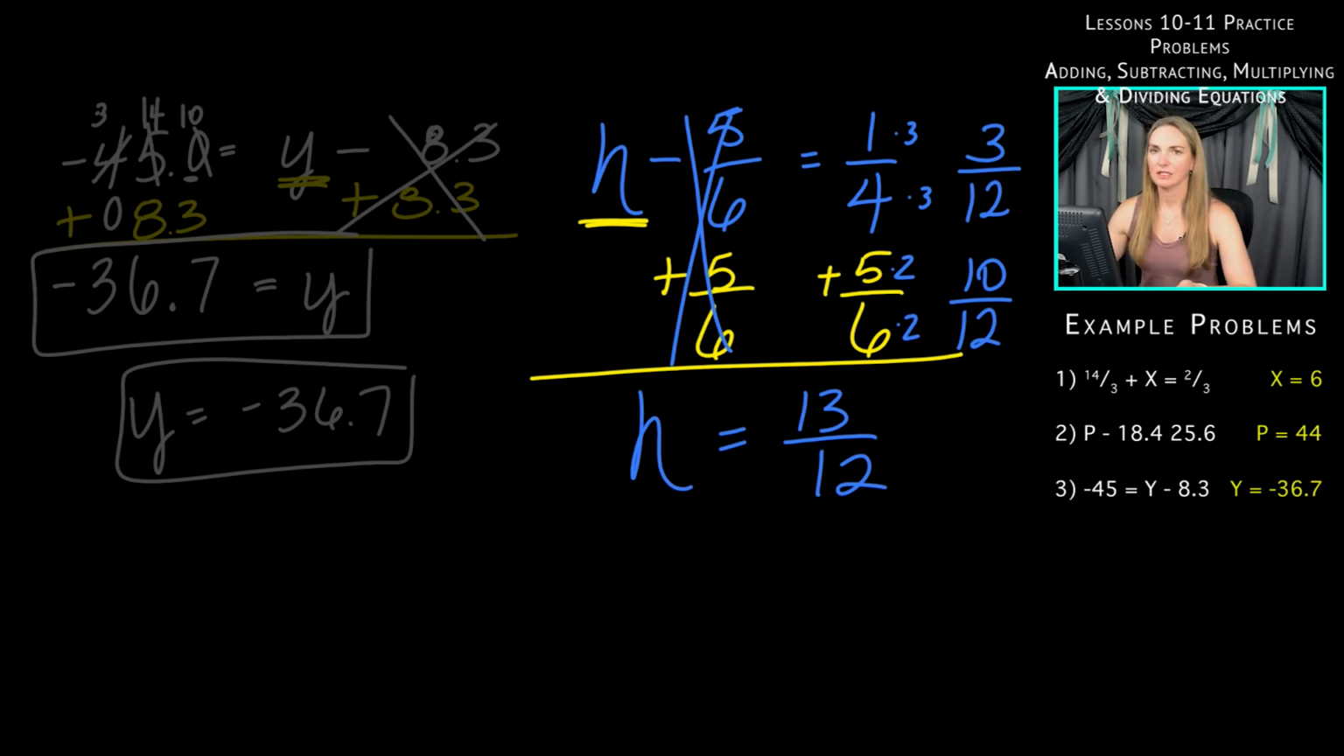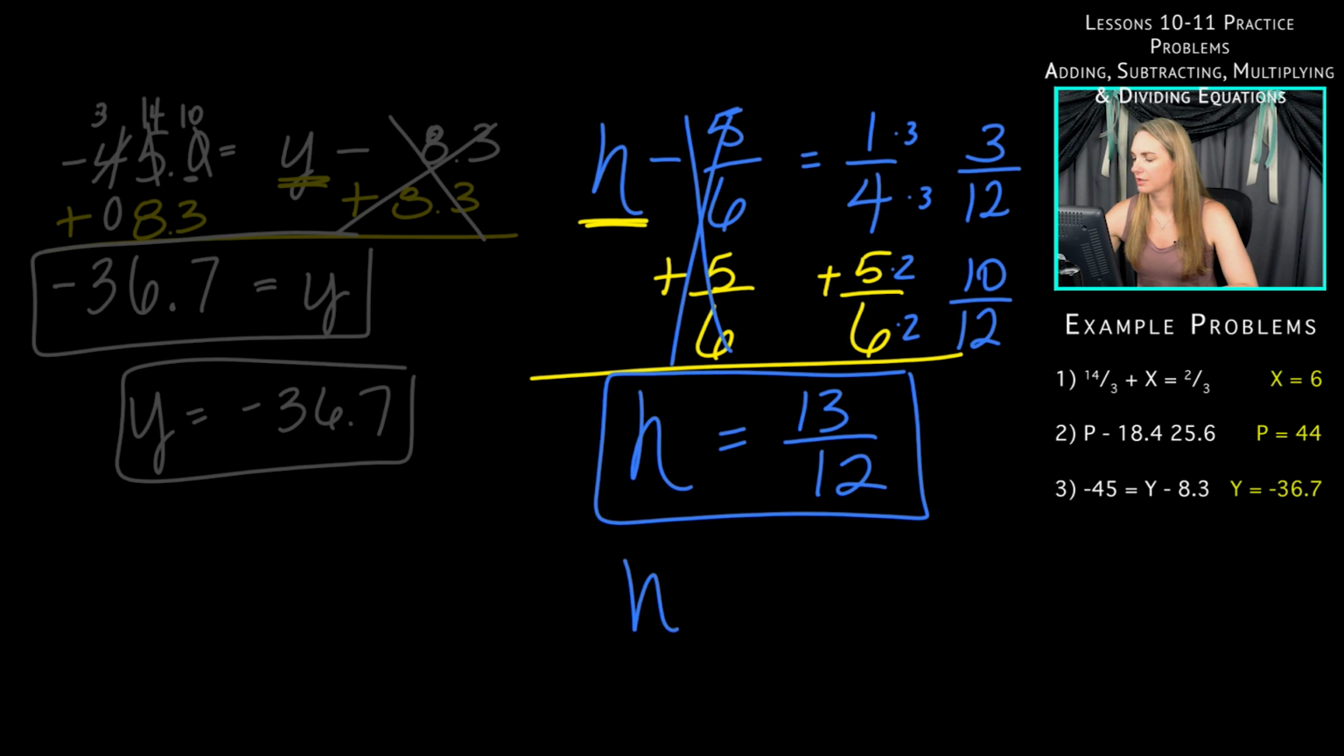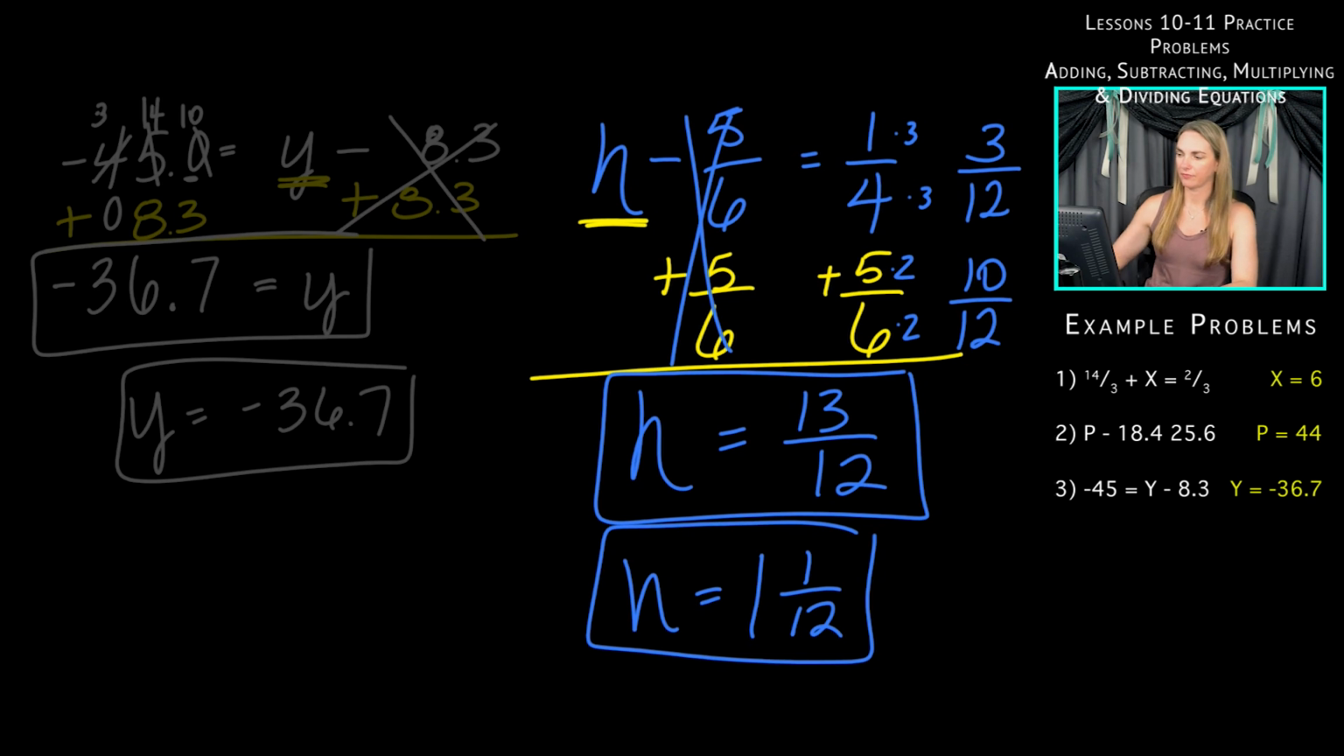Now I can leave it like this, or I can change it to a mixed number. So most people prefer to leave it as an improper fraction. If you change it to a mixed number, you're going to say 13 divided by 12. It goes in one time. And I have 1 left over out of 12. So either of these are correct answers. Those do mean the same thing.